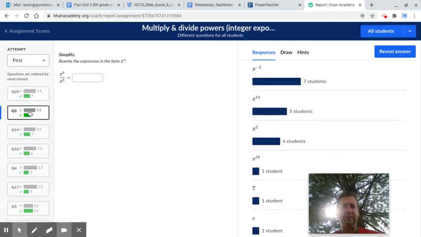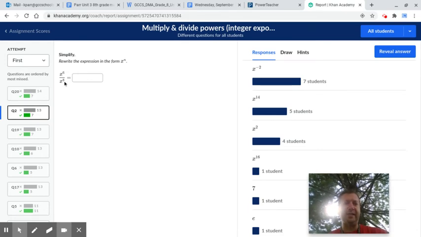Second one down right here, it is the same thing. So I need to do 6 minus 8. I can't take 8 away from 6 without going into negative land. So I get x to the negative 2.